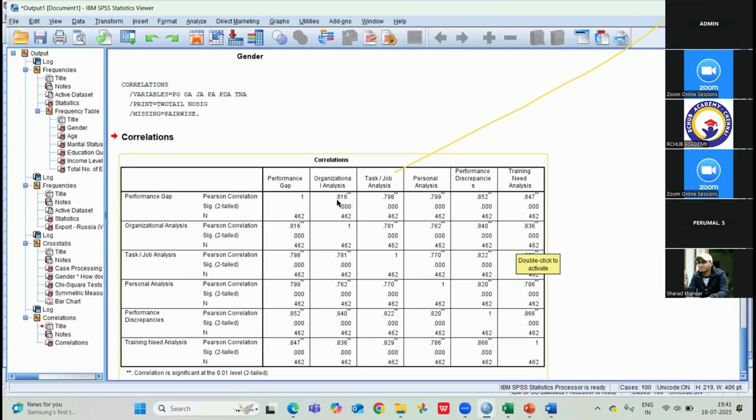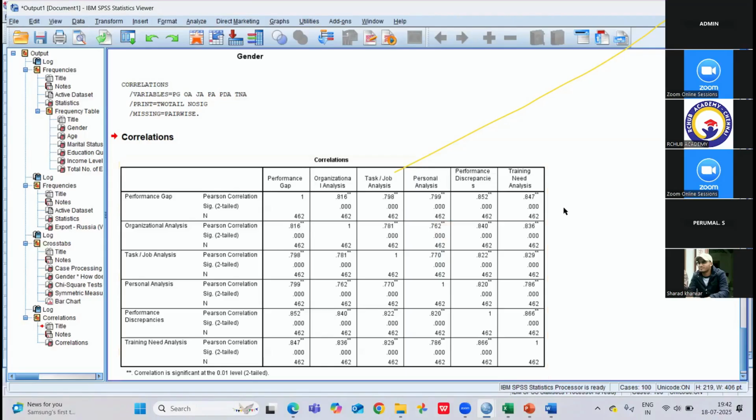If the value is greater than 0.9, we can say that they are strongly correlated. The relationship could be positive or negative, as I told you. Here everything is positively related. The performance gap has 81.6% relationship; 0.816 represents 81.6% relationship. Similarly, task and job analysis has 79.8% relationship, and it moves on.